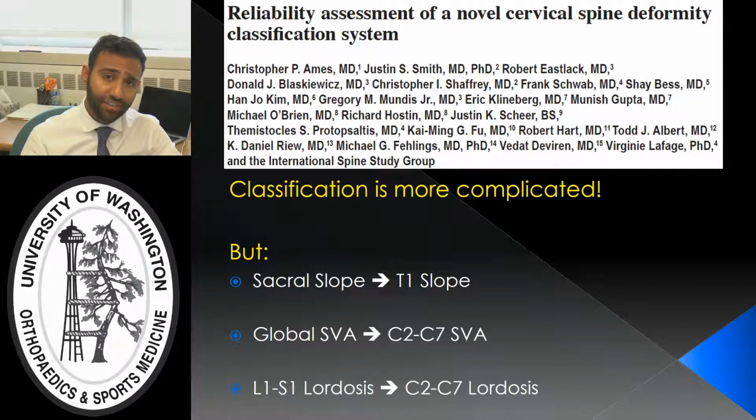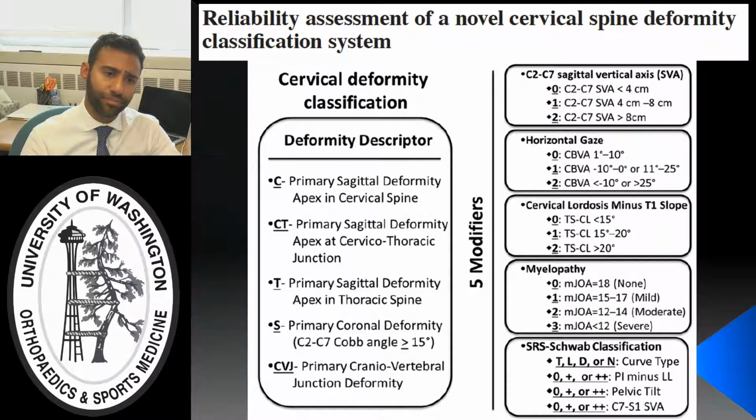The classification, unfortunately, is much more complicated. But if you think about it in terms of the lumbar classification, it can be simplified. Sacral slope is roughly equivalent to T1 slope. Global SVA is roughly equivalent to C2 to C7 SVA. And lumbar lordosis is roughly correlated to cervical lordosis.